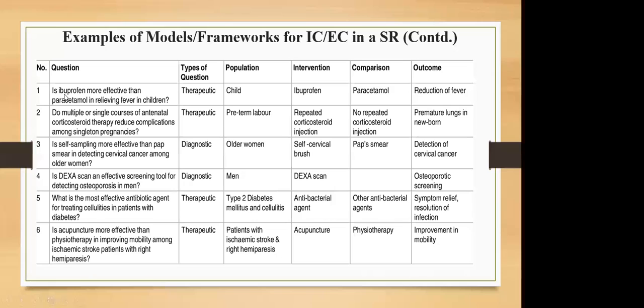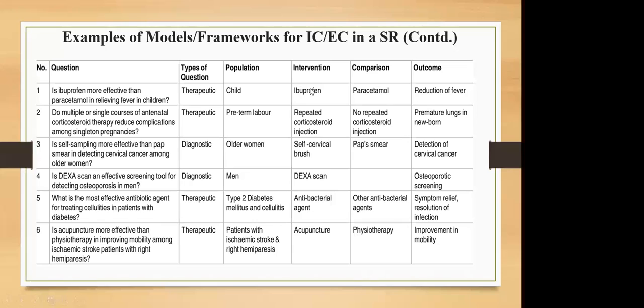Now looking at this first research question here, we have: is ibuprofen more effective than paracetamol in relieving fever in children? If we want to do a systematic review on this research question, we are asking, what is our population of interest? What is our inclusion criteria for this population? Are we looking at all children? Are we going to exclude children that have HIV? Are they going to bring in bias in terms of our outcome?